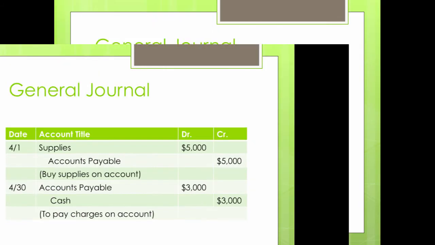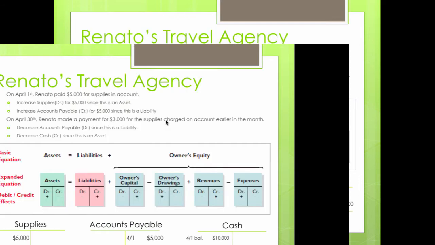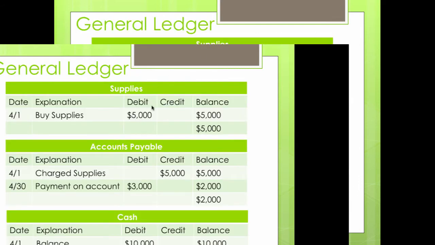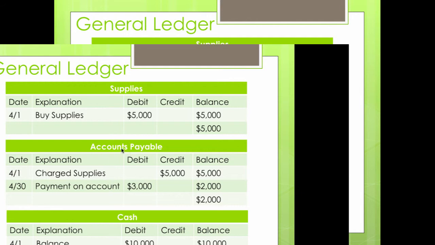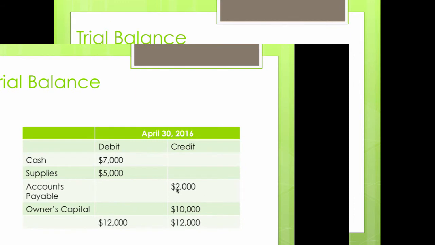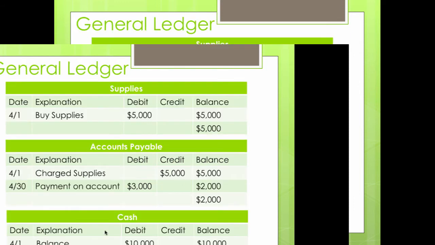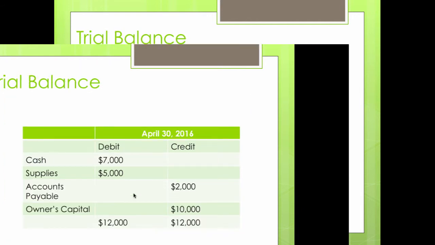In this case, what happened here? In supplies, we had a debit balance of $5,000. So we put in a debit balance for supplies. Then we had an accounts payable balance of $2,000 on the credit side. So we put accounts payable on the credit side for $2,000. And then lastly, we had a cash balance of $7,000, and that was a debit. So we put cash on the debit side for $7,000.